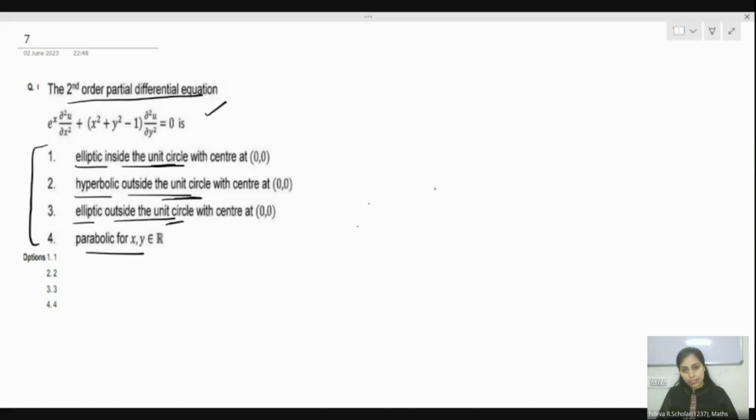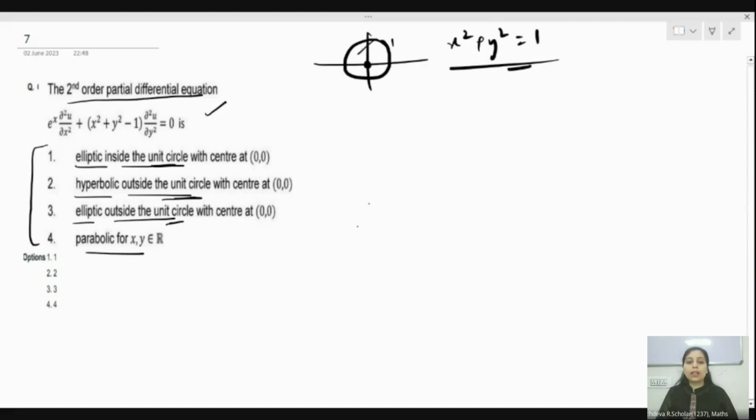The unit circle is the circle with center 0, 0 and radius 1. That means x square plus y square is equal to 1. So this question is asking about the interior or outside of the unit circle. That means x square plus y square either less than 1 or x square plus y square greater than 1. What is the behavior in these two regions mainly?